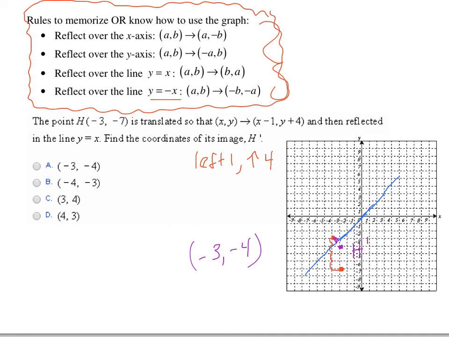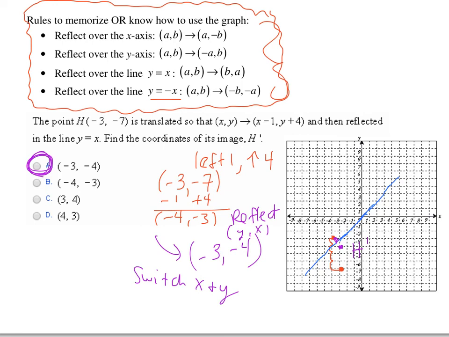So let's check our coordinates. Our answer should be letter A. And if you look at what I did with my coordinates, I went back and I filled in what the coordinates were. So for the first, here's the original coordinate. If I went to the left 1 and up 4, this is where it ended up. And then if I reflect it across the line y equals x, this is the rule. So right here it says b and a, but it's the same thing as my x and y. So I'm switching the x and y places. So I take my -3 and now it's my x. I take my x value and now that is my y. And if you notice, that's where we ended up on our graph. So you can use just the graph itself, or you can use the coordinates or a combination of both to find your answers.